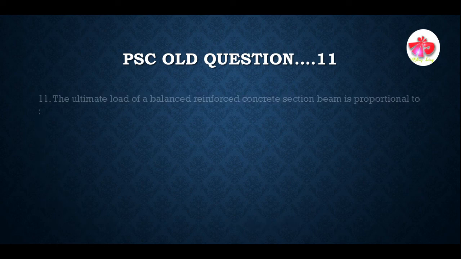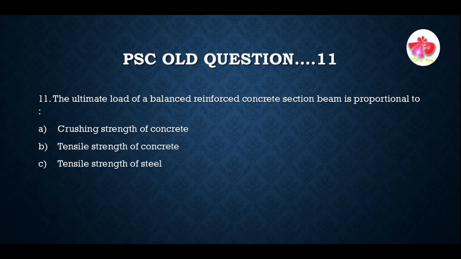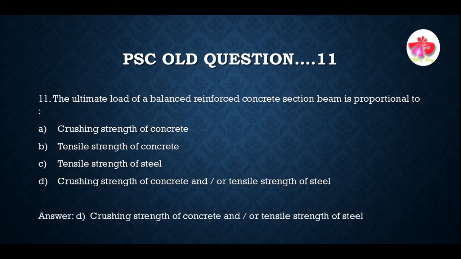Question number 11: the ultimate load of the balanced reinforced concrete section beam is proportional to what? Option A is crushing strength of concrete, option B is tensile strength of concrete, option C is tensile strength of steel, and option D is crushing strength of concrete and tensile strength of steel. So friends, the ultimate load of a balanced reinforced concrete section beam is proportional to option D, that is crushing strength of concrete and the tensile strength of the steel.